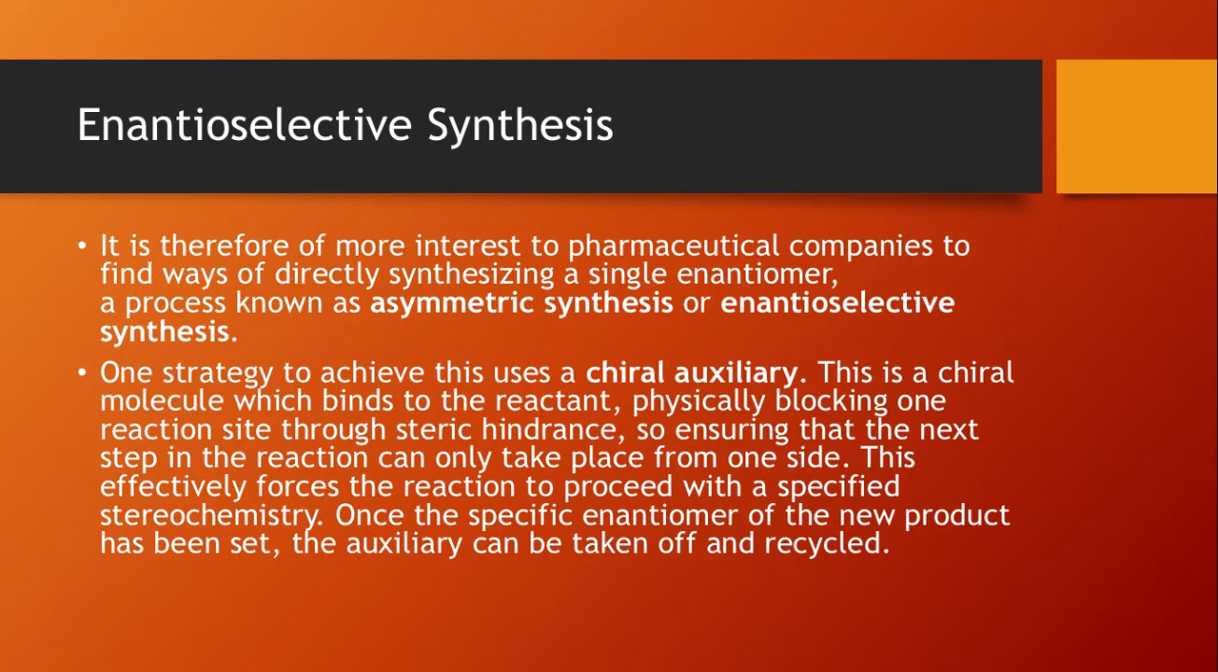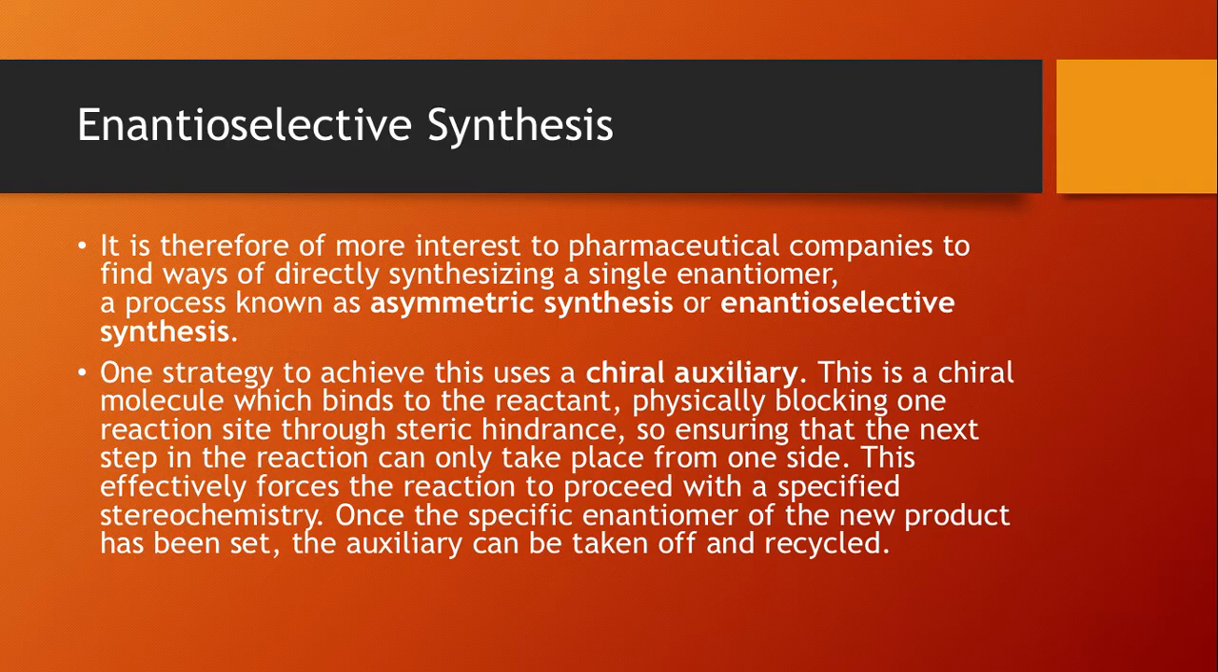One strategy to achieve this uses a chiral auxiliary. This is a chiral molecule which binds to the reactant, physically blocking one reaction site through steric hindrance, so ensuring that the next step in the reaction can only take place from one side. This effectively forces the reaction to proceed with a specified stereochemistry. Once the specific enantiomer of the new product has been set, the auxiliary can be taken off and recycled.